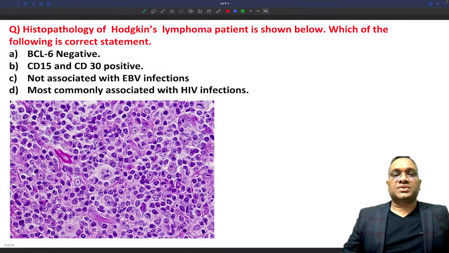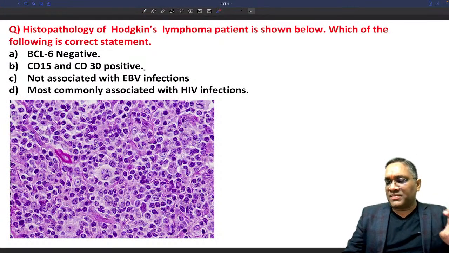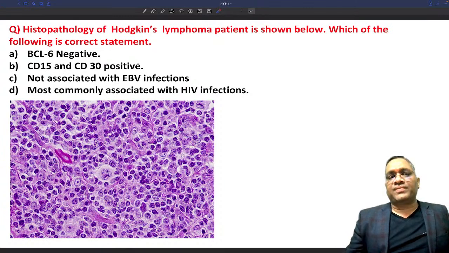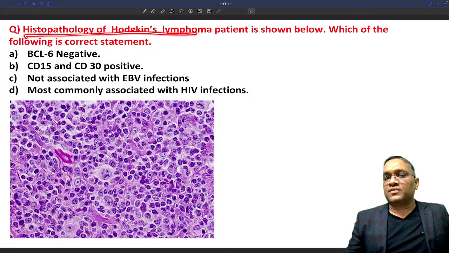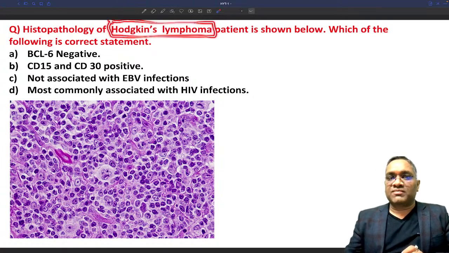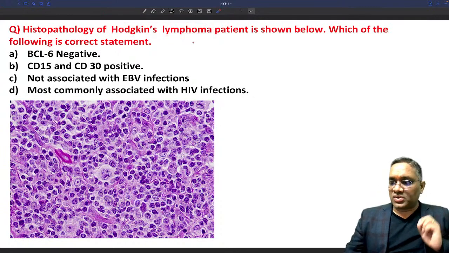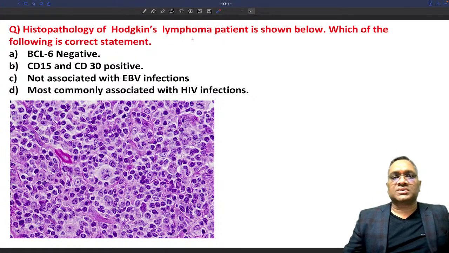Now come to the next question. This is again a very important topic where you can see this question in every exam, FMG, INICET, every exam you will find this question. Histopathology of Hodgkin's lymphoma. So you now understood what I want to say, that this topic of Hodgkin's lymphoma is very important, right? So try to revise this topic before you go to the exam. You will definitely get one question, right?